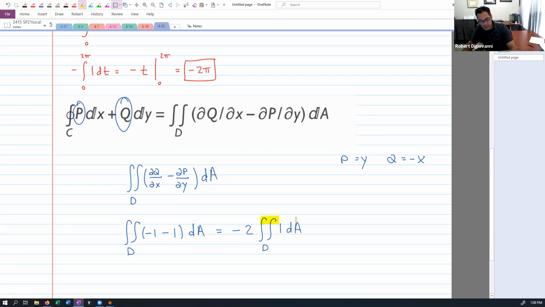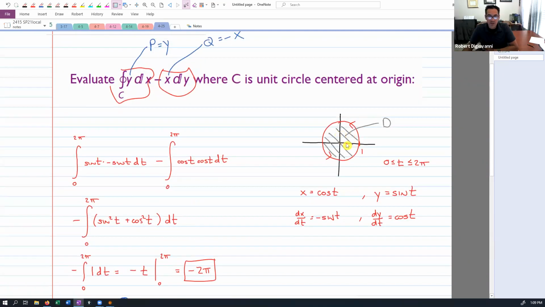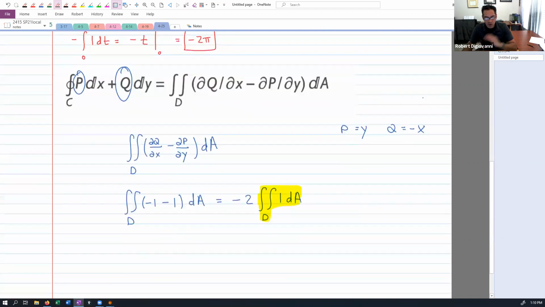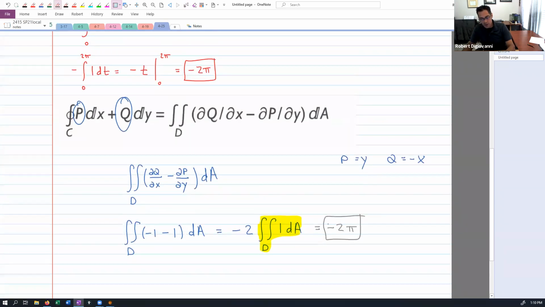And who's going to make me happy and tell me what that double integral really represents? The area of D. And guess what? D is a circle, right? And we know the area of this circle should be pi times the radius squared, but see, it's the unit circle, right? So this should just be pi, shouldn't it? That should just be pi. And so we don't have to do any computations right now. This just becomes -2 pi, and we're done. And they match.